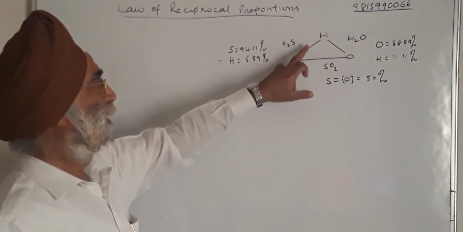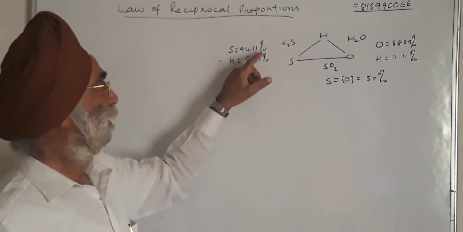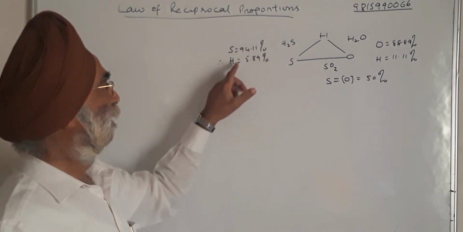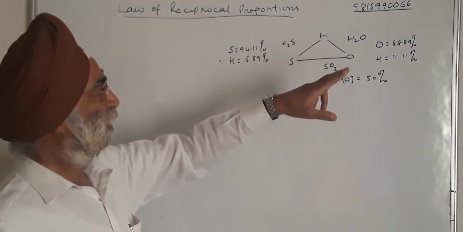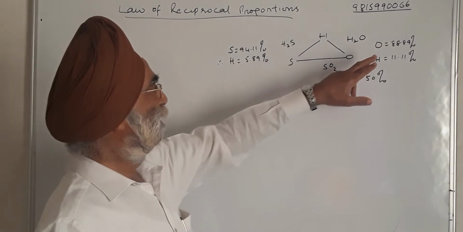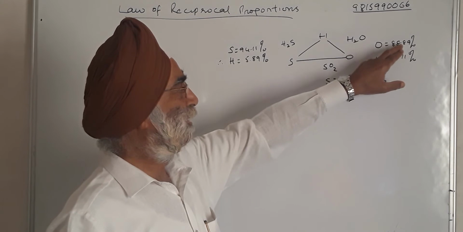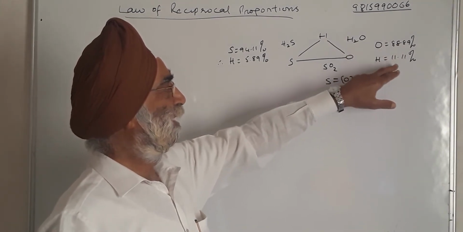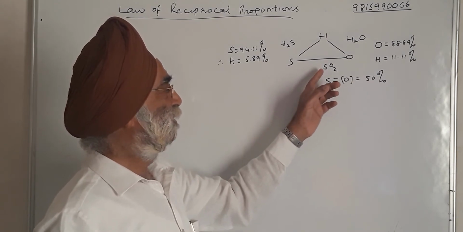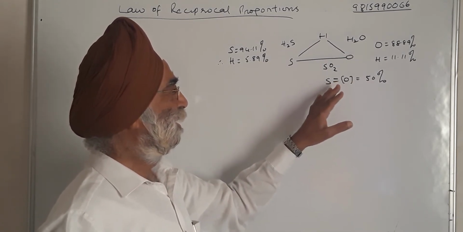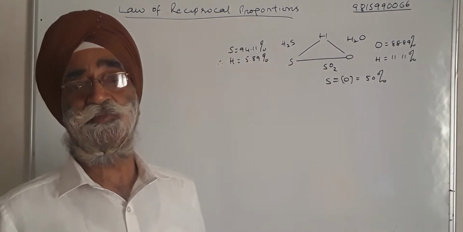In H2S, sulfur is 94.11%; subtract it from 100, and hydrogen is 5.89%. In water, oxygen is 88.89%; subtract it from 100, and hydrogen is 11.11%. In the case of sulfur dioxide, the percentage of both sulfur and oxygen is 50% each.